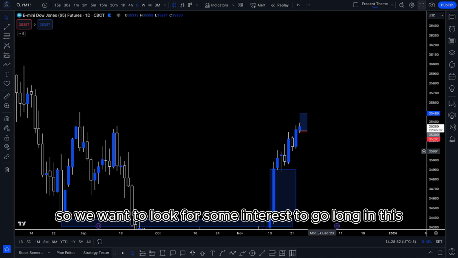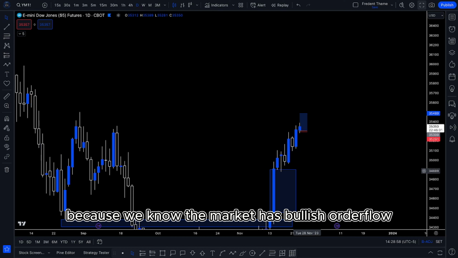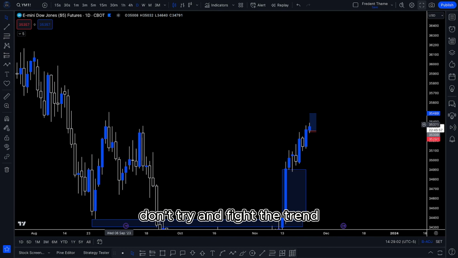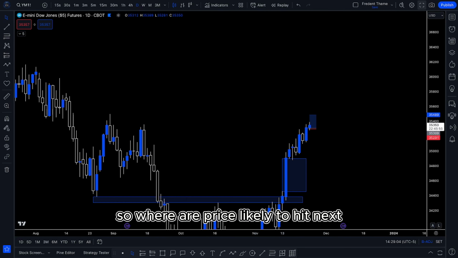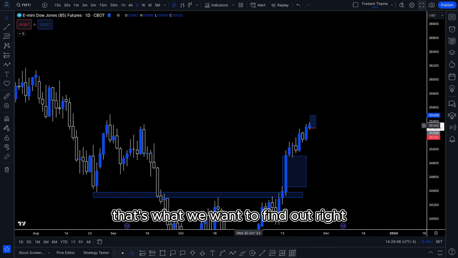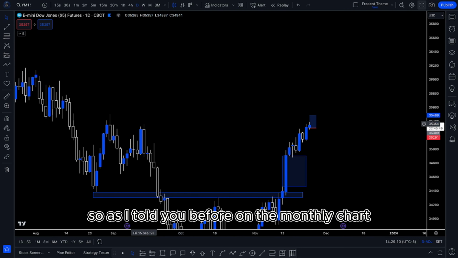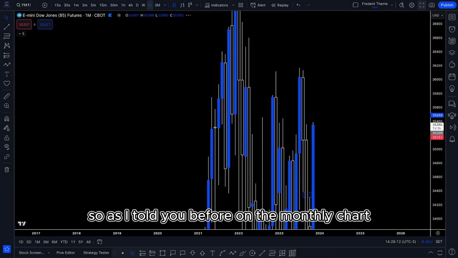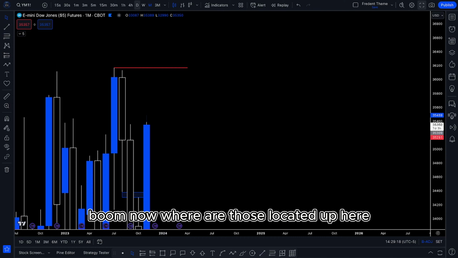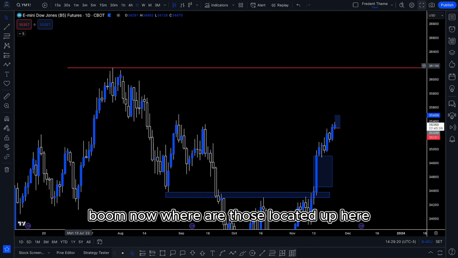So we want to look for some entries to go long, because we know the market has bullish order flow and we're just going with the market. Don't try and fight the trend. So where is price likely to head next? That's what we want to find out, right? As I told you before, on the monthly chart, we have these relative equal highs up here. Boom. And where are those located? Up here.